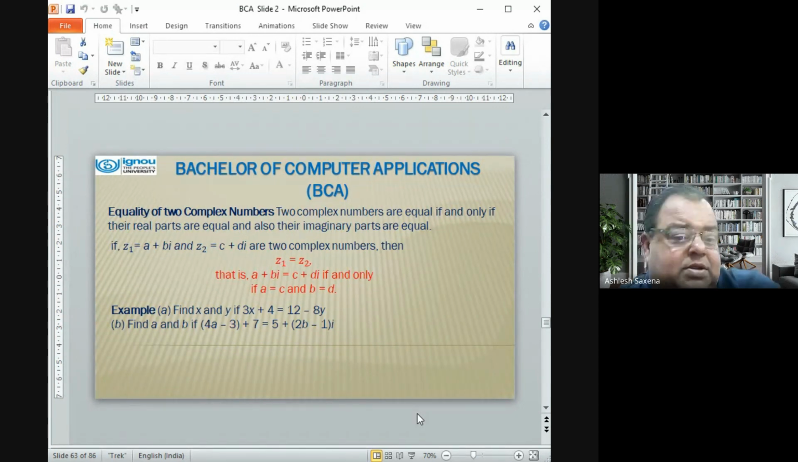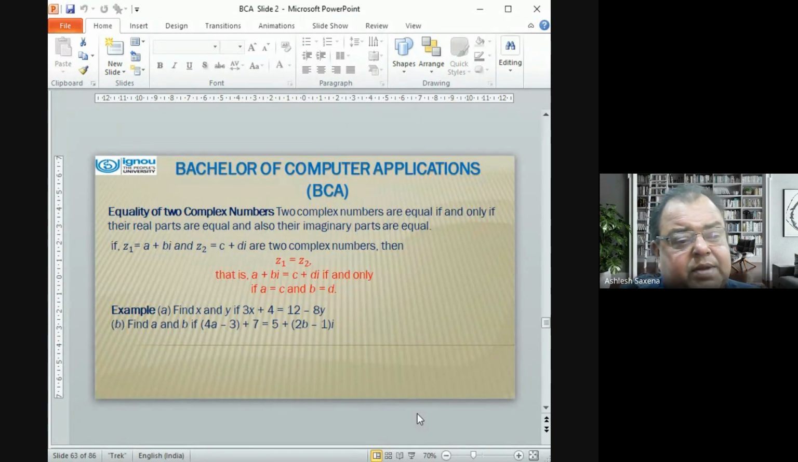Equality of two complex numbers. Two complex numbers are equal if and only if their real part is equal to the real part and the imaginary part is equal to the imaginary part. Suppose we have two complex numbers, a plus bi and c plus di. If they are equal, that means z1 is equal to z2. So we can say that a plus bi is equal to c plus di. That means a will be equal to c and b will be equal to d, leaving iota. In that case, we won't be considering iota. Or we can say that the real part is equal to the real part and the imaginary part is equal to the imaginary part of the second number.